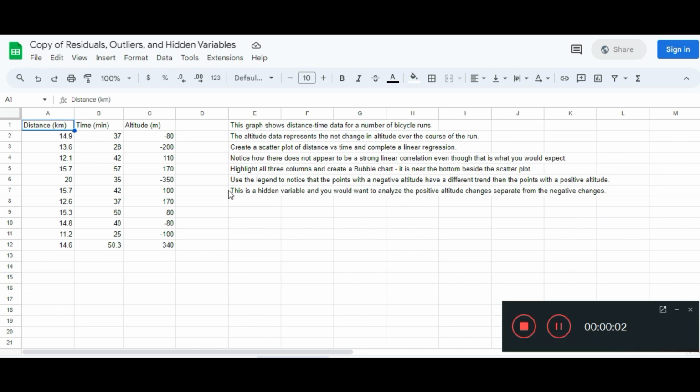Okay, I'm going to show you how to make a bubble chart. This chart shows the distance and time data for a number of bicycle runs, and the altitude data represents the net change in altitude over the course of the run. I'm going to start by creating a scatter plot of distance versus time.